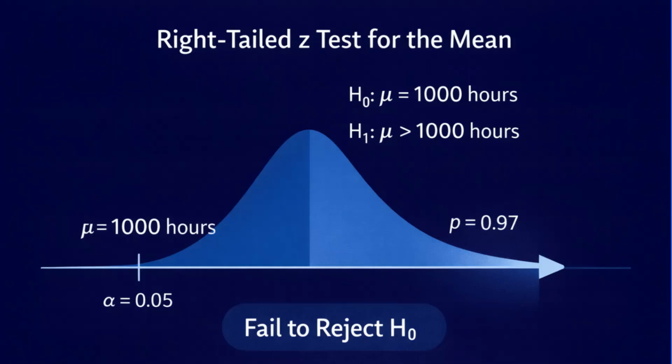Now consider a right-tailed z-test for the mean. Suppose the alternative hypothesis states that the population mean is greater than 1,000 hours, and the software reports a p-value of 0.97. Because 0.97 is greater than 0.05, we fail to reject the null hypothesis. We conclude that there is insufficient evidence that the true average lifetime is greater than 1,000 hours.